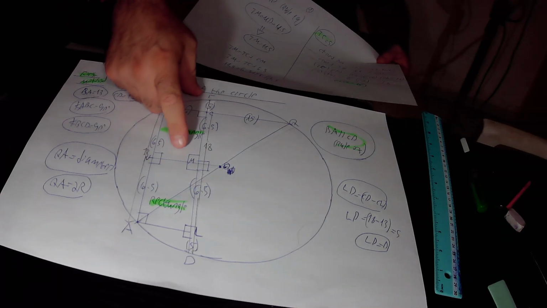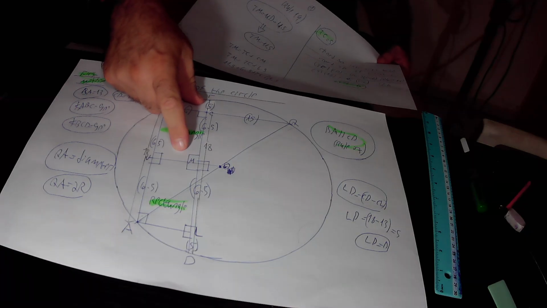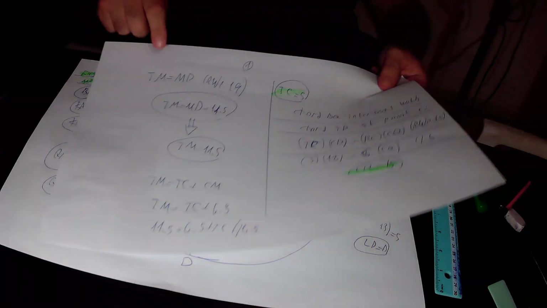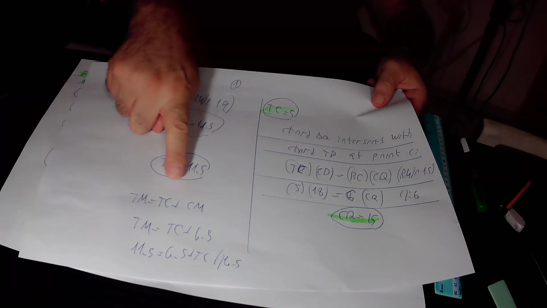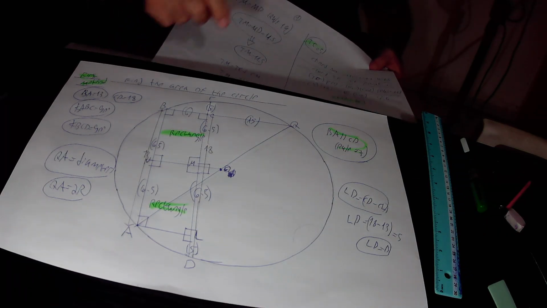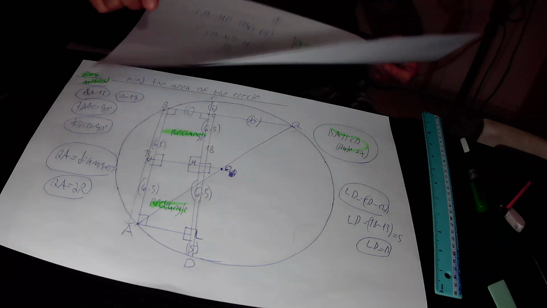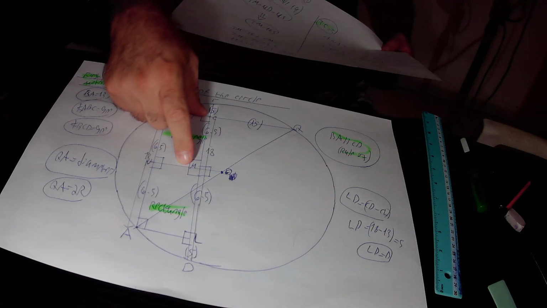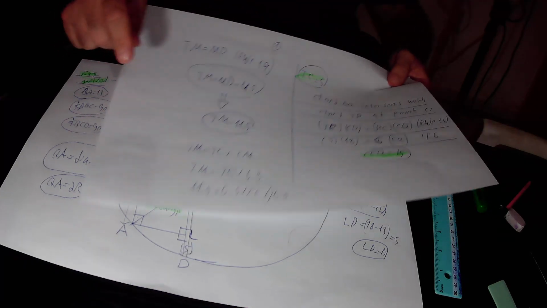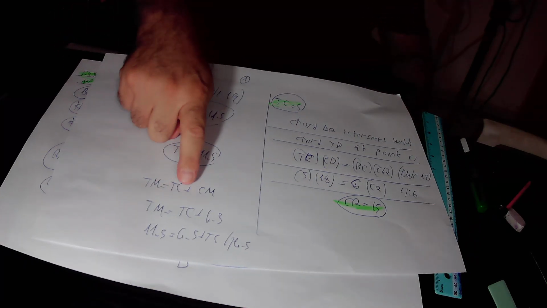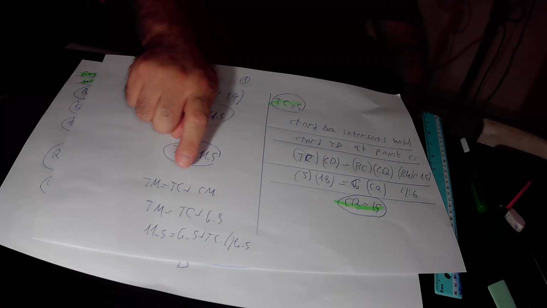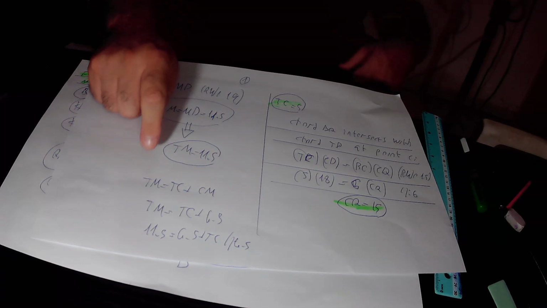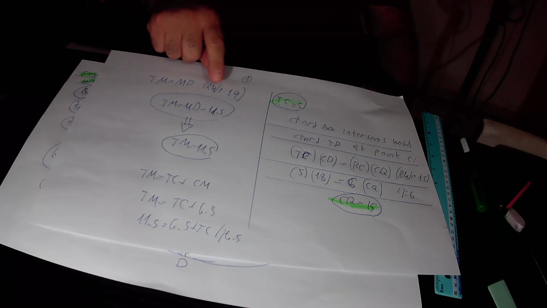But TM also equals TC plus CM. So TM equals TC, where TC is the missing side, plus CM. CM equals 6.5 units in length. So TM in total equals TC plus 6.5. But TM equals 11.5.